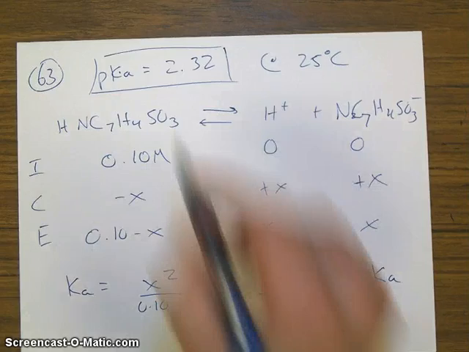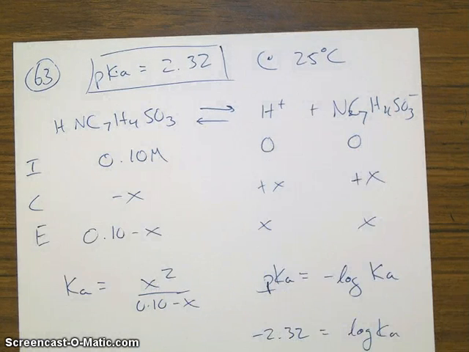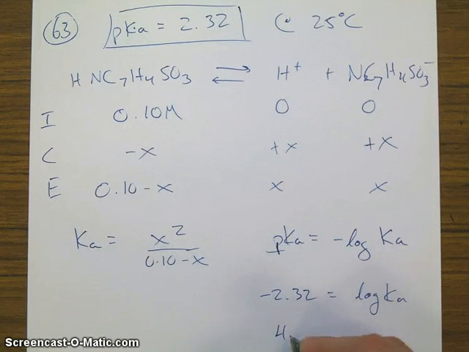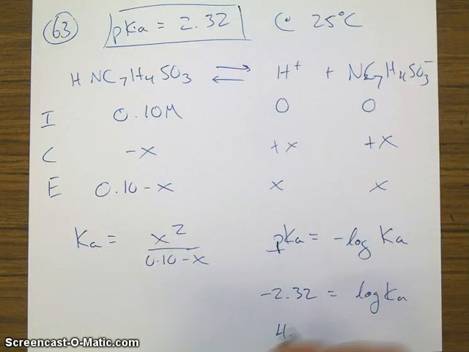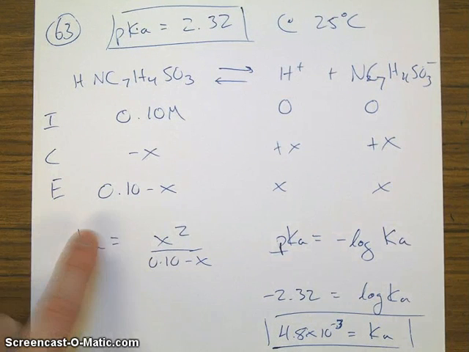So what I'm going to do is plug in this value, which is 2.32. I'm going to multiply both sides by -1 so that I have, right here, just log of Ka equal to -2.32. The next step is to solve for Ka, and when I do that, I take the anti-log of both sides, which is 10 to the x, and that would be 4.8 times 10 to the -3rd equals Ka.